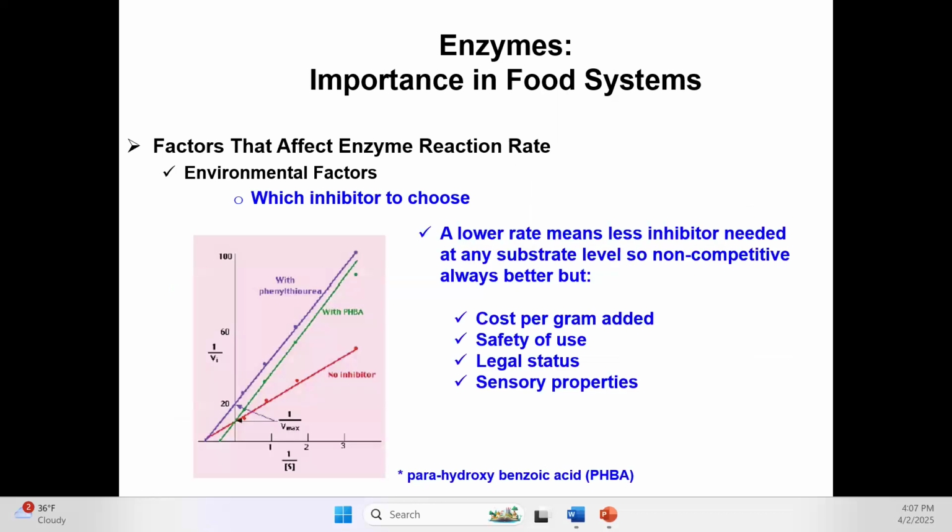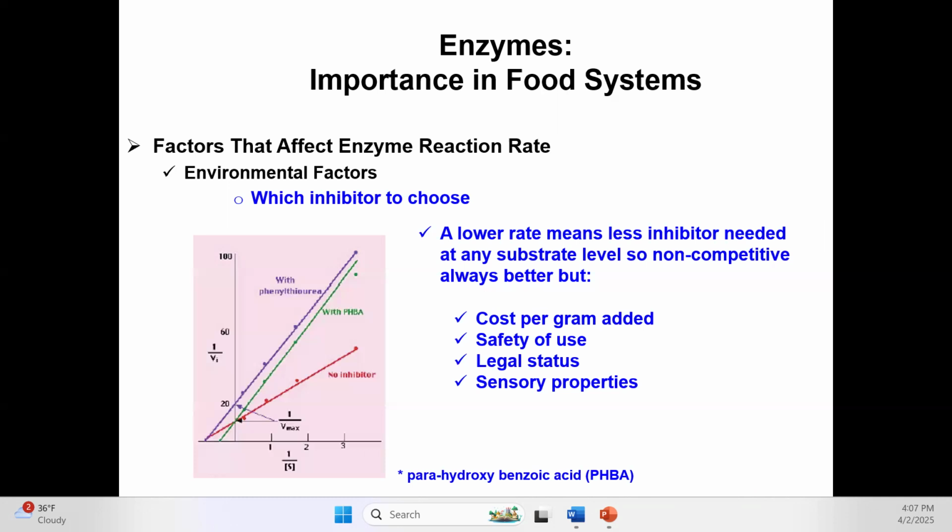So now how does this apply to a different setup, where in this example, inhibition of... so what are we inhibiting here? We are inhibiting polyphenol oxidase. In this example, somebody else was looking at no inhibitor, with PHBA inhibitor, the green, and with another type of inhibitor. So you see here we have two types of inhibition.